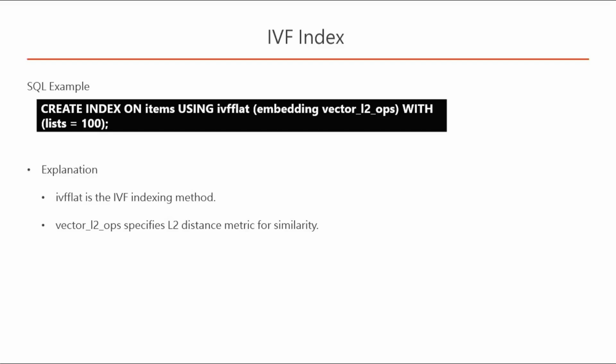This is an SQL example. If we want to create an IVF index, we can use this SQL. This expression has two keywords. The first keyword, ivfflat, is the IVF indexing method. The second keyword, vector_l2_ops, specifies the L2 distance metric for similarity.